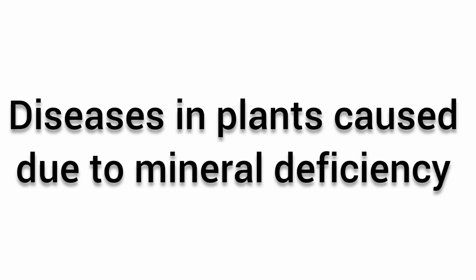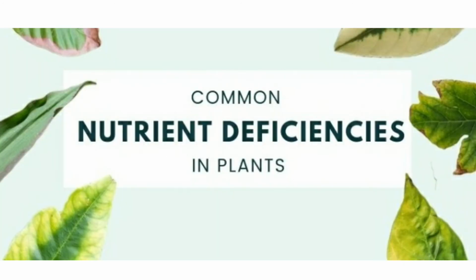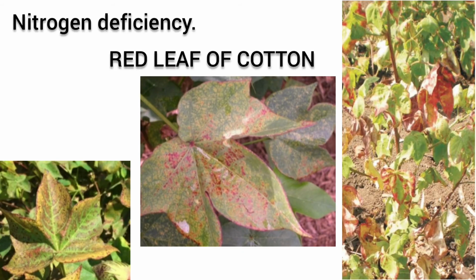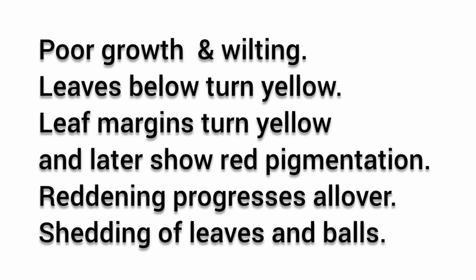When plants do not get the essential mineral nutrients in the right quantities, they may suffer from deficiency diseases. What are these deficiency diseases and what are their symptoms? The nutrient nitrogen, if it is deficient, leads to a disease in the cotton plant called red leaf of cotton. In this condition, the plant shows poor growth and wilting. Wilting means the plant will droop, and leaves at the lower level turn yellow due to the lack of respiration.